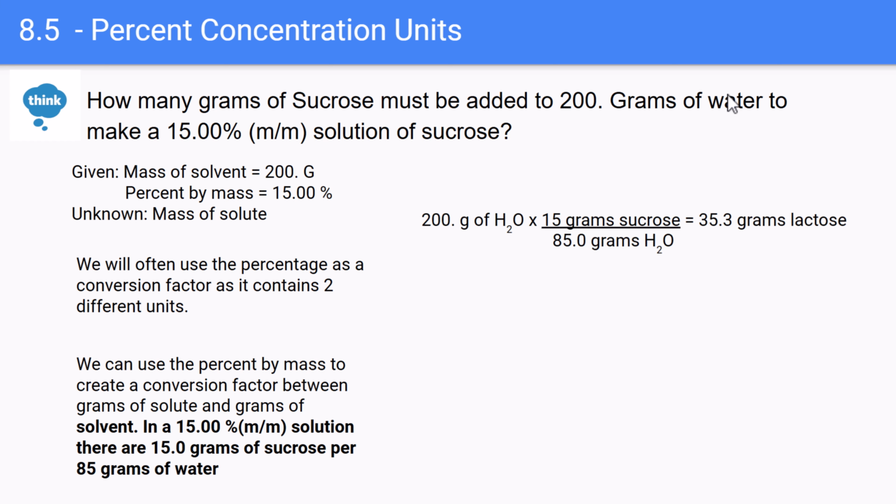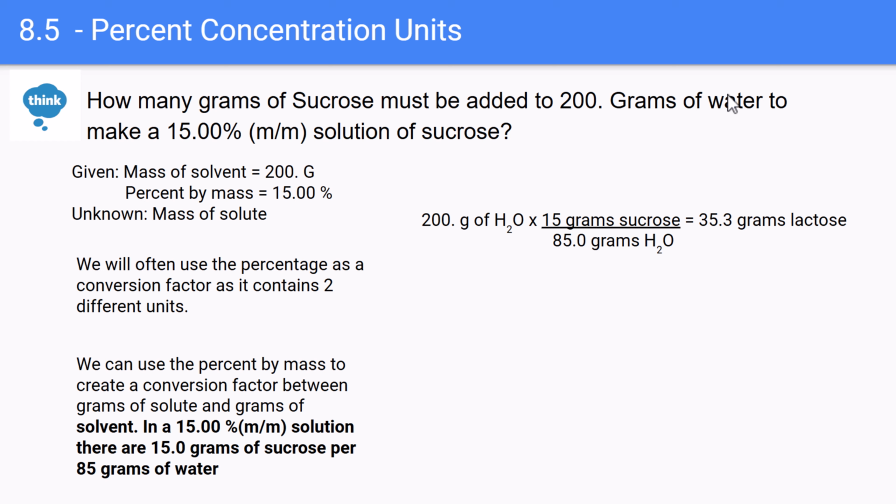We start with 200 grams of water, and we're going to multiply it by the conversion factor we just solved previously. 15 grams of sucrose over 85 grams of H2O. And again, notice the units there. Whatever unit's on top of the first step goes on the bottom of the next step, and we continue with that work until we get to our right answer. The resulting solute is 35.3 grams of lactose sugar. I think it's supposed to say sucrose, but you get the idea here. And again, we can go back and check our work. If we were to take 35.3 grams of lactose divided by 85 plus 35.3, we should get 15%.